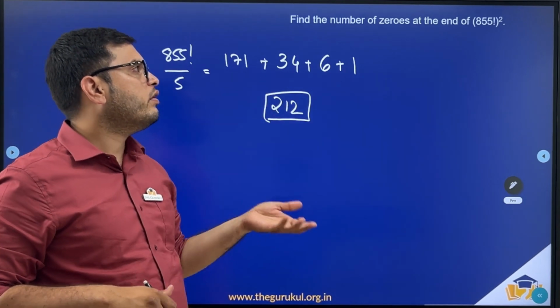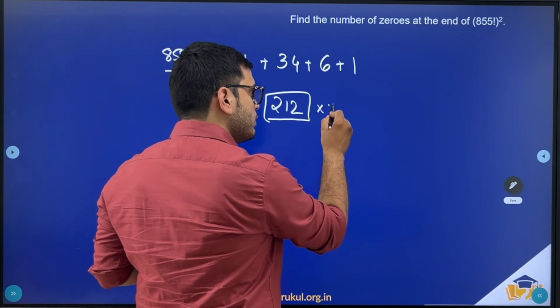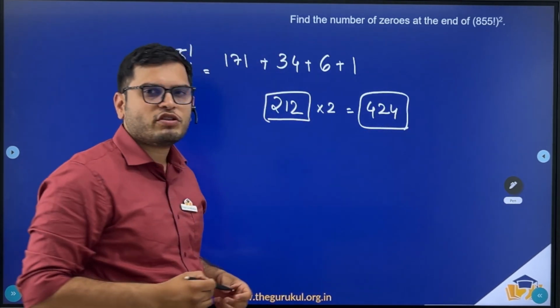but we are asked to find the number of zeros at the end of 855 factorial whole square. So there will be double this number. So 424 should be the answer for this question.